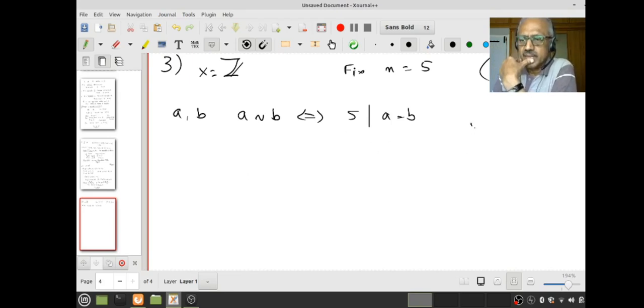When do I say m divides n? First of all, m should not be 0. And then, this is our definition: m divides n if and only if n is of the form k times m, where k is an integer. You understood that? Okay.